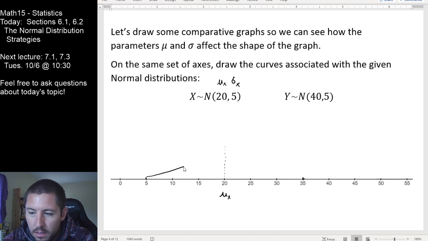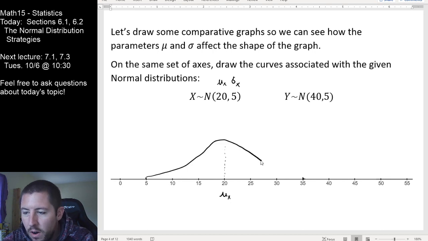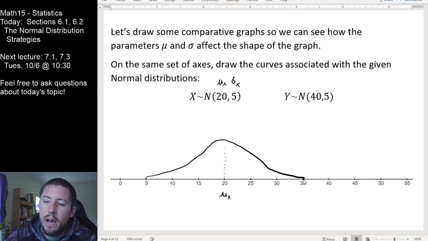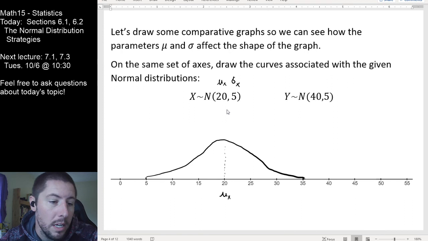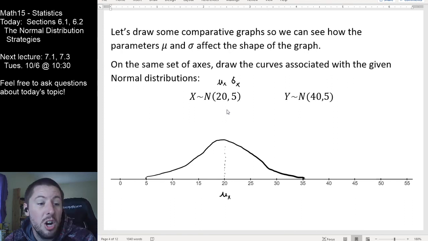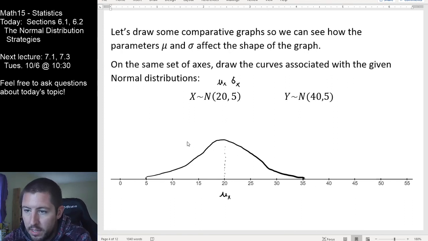So here's my first bad bell-shaped curve. Oh man, these are so hard to draw. Oh man, that was horrendous right there. Bad job, Tony. But here's the really important thing about this, where I'm trying to draw some comparative graphs right here. All right, so this is our x distribution right there.